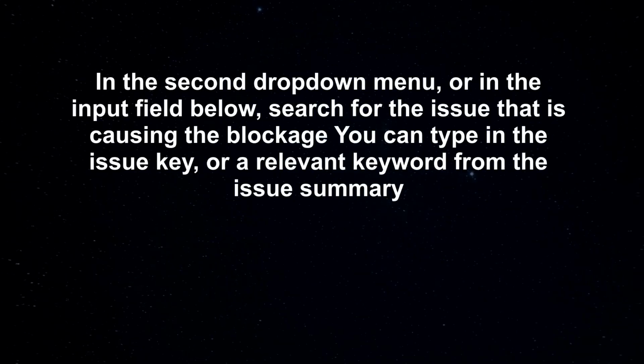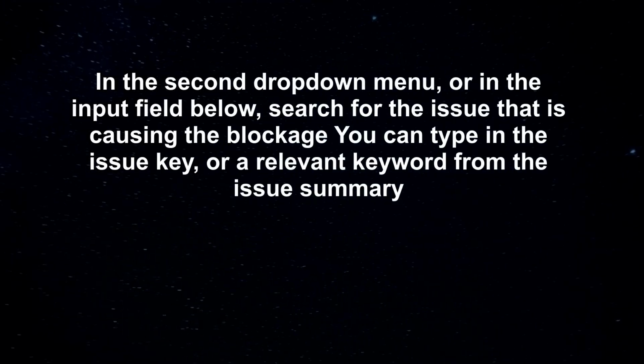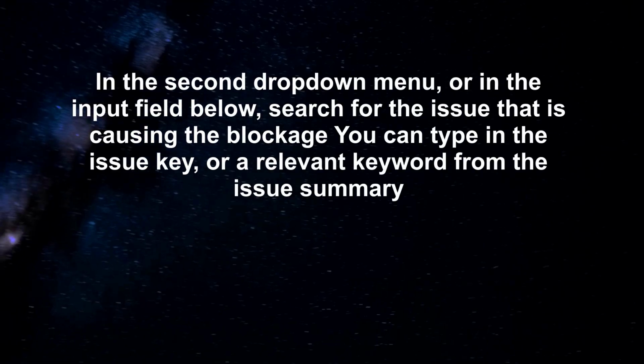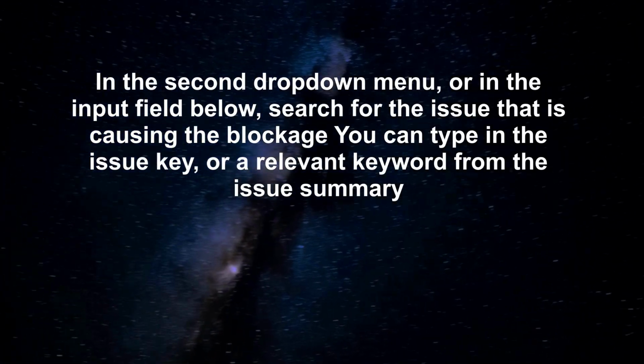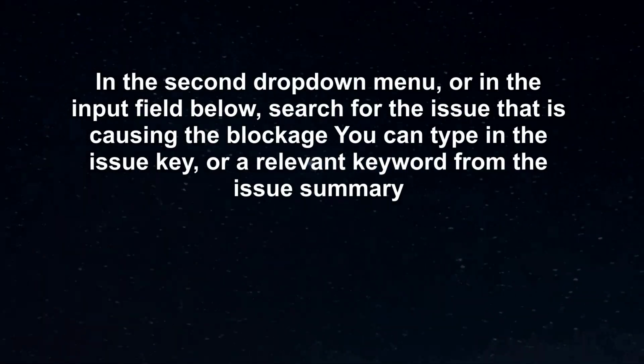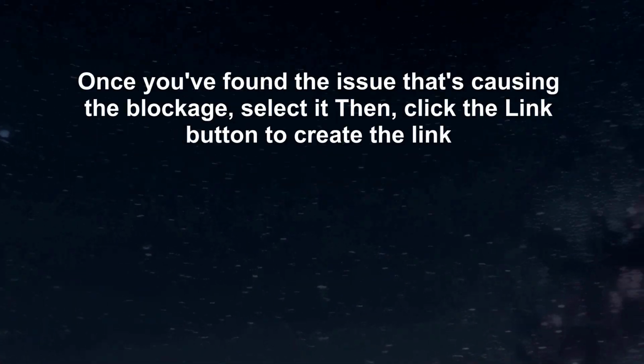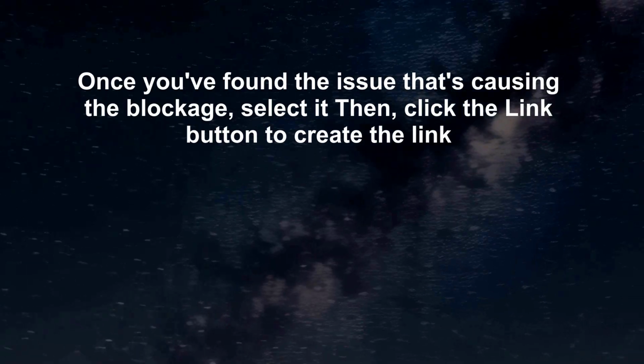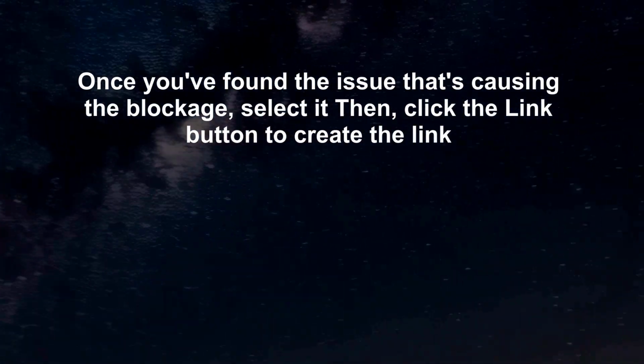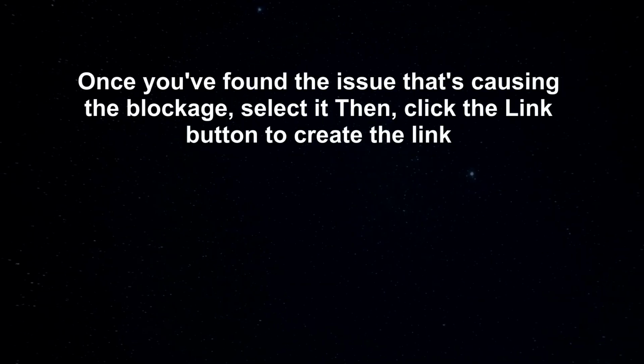In the second drop-down menu, or in the input field below, search for the issue that is causing the blockage. You can type in the issue key or a relevant keyword from the issue summary. Once you've found the issue that's causing the blockage, select it. Then, click the Link button to create the link.